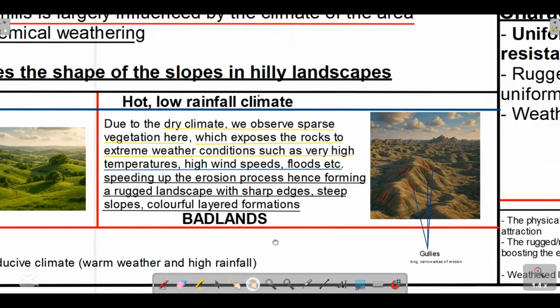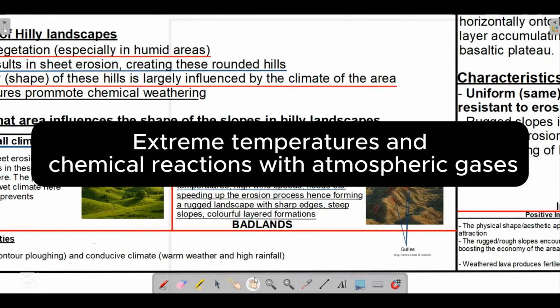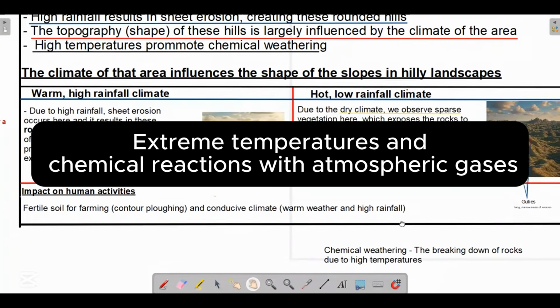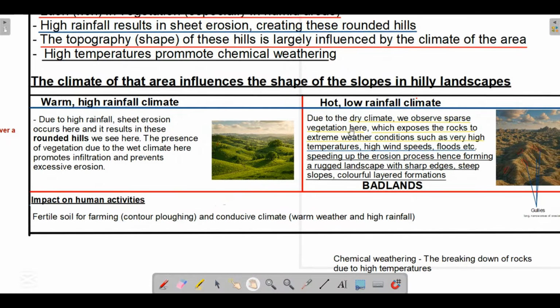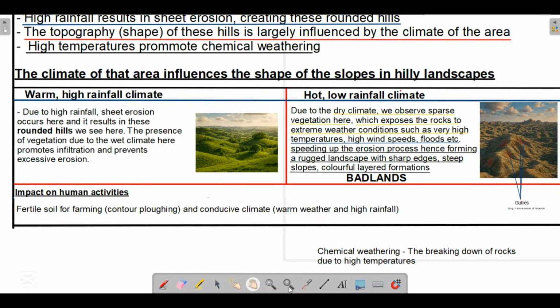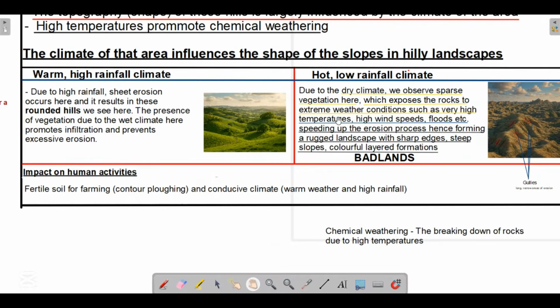So Badlands is simply that hilly landscape, but now it has a lot of bizarre landforms. You have a lot of gullies because these hills are exposed to extreme temperatures. So it's important, guys, that we note how the climate of the area influences the shape of the slopes in hilly landscapes. It's really important that you are able to differentiate which of these two areas has a warm, high rainfall climate, and which one has a hot, low rainfall climate, and you are able to reason, as I've mentioned there.